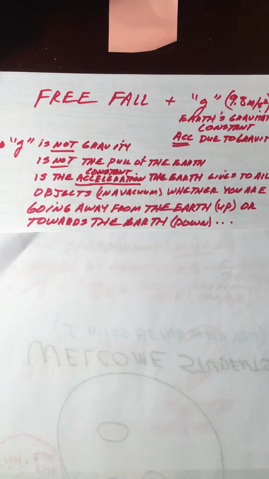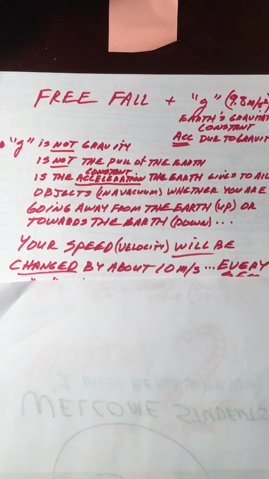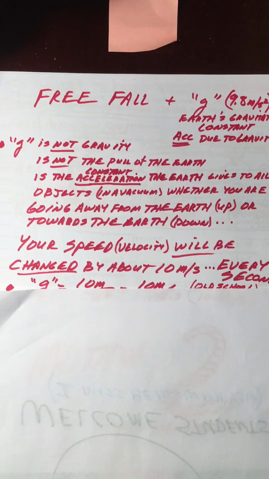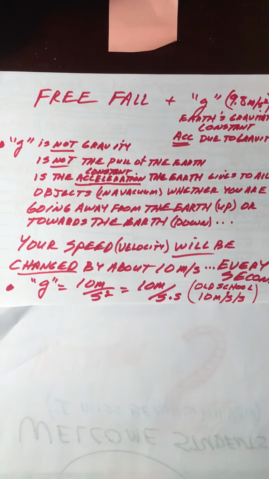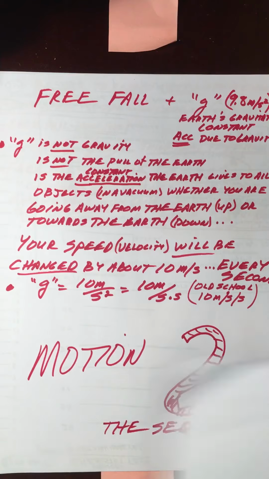Now, if you go away from the Earth, it will take away about 10 meters per second of your speed every second. If you come toward the Earth, it will add about 10 meters per second to your speed every second. It's still constant acceleration. Your velocity will be changed by about 10 meters per second every second. And that's what little g means. Little g is equal to about 10 meters per second squared, sometimes written as 10 meters per second dot second, or old school, 10 meters per second per second.